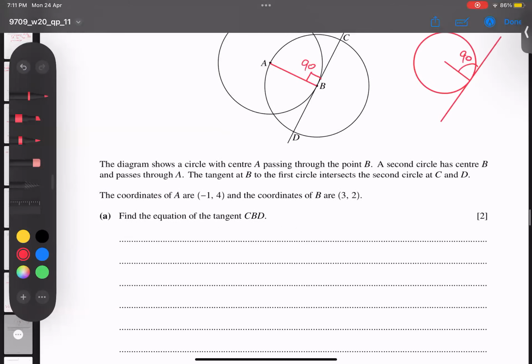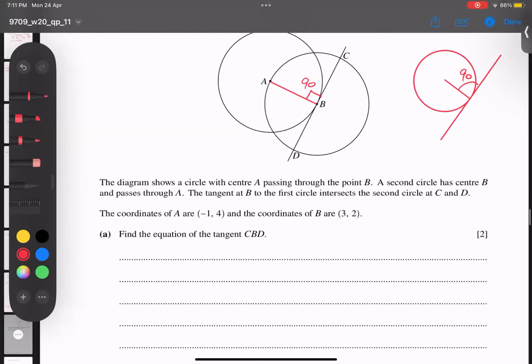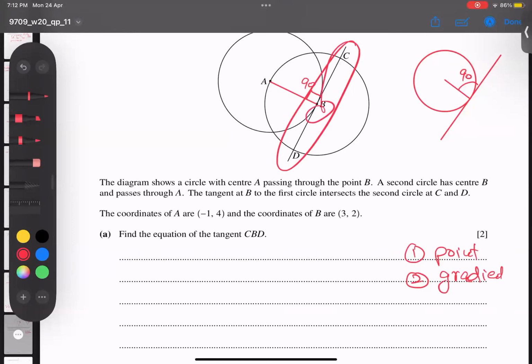It is for sure. So how to find it? The equation of the tangent. Whenever we need the equation of a line, we need two things. Number 1, a point. Number 2, gradient. For a point on the tangent line, we have B. But the gradient I don't have. So find out the AB gradient first of all.